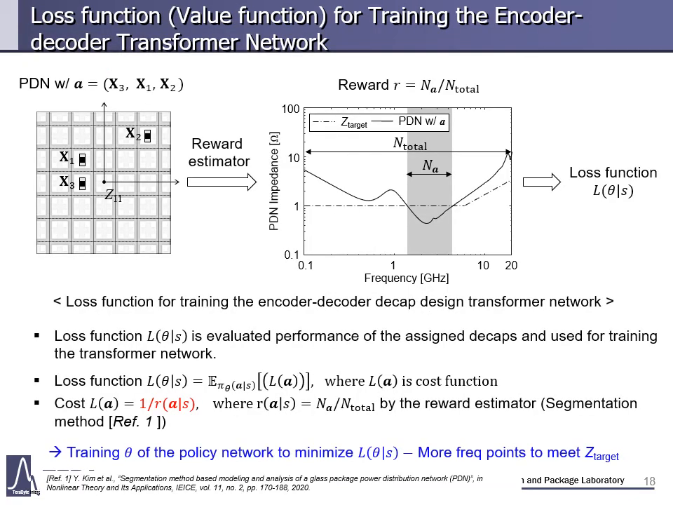And this is the loss function or value function for training the encoder-decoder transformer network. The loss function should be designed to evaluate performance of the assigned decaps. So we define the loss function as the expectation of a reciprocal of reward. Then updating theta of the policy network to minimize the loss function means training the network to output a decap sequence that meets target impedance in more frequency points.